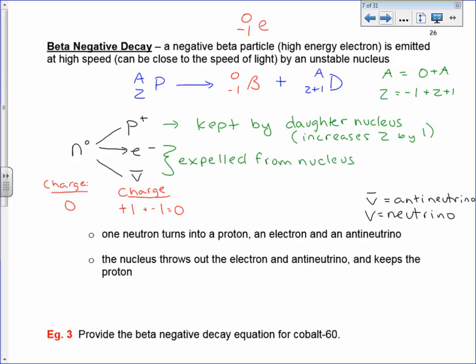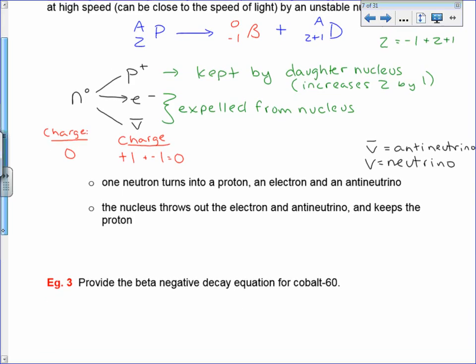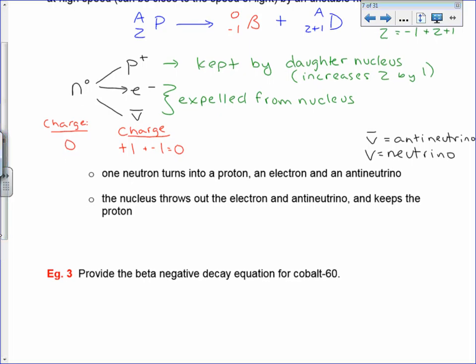The beta particle is actually something that can be detected, or seen. The antineutrino is rather elusive. It's there, but there's kind of a weird history on where it came from. We'll talk about that in a few minutes. Okay, so the nucleus throws out the electron and antineutrino and keeps the proton. So what happens here is you move one to the right on the periodic table.